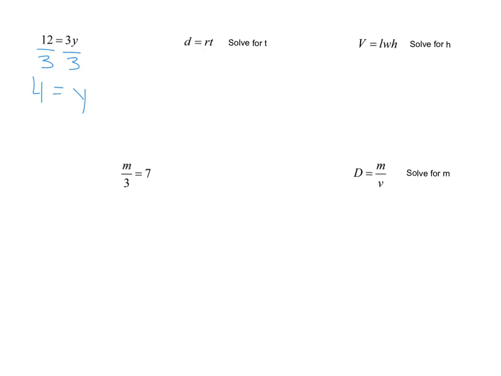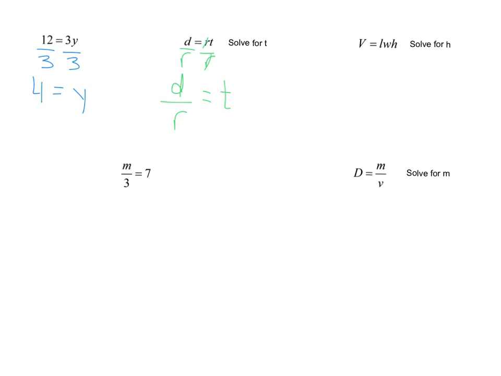And I want to solve for t. Well, here's t. What's keeping it from being isolated? r is. What's the operation between r and t? Multiplication. So to solve, I'm going to divide both sides by r. These r's will cancel, and I end up with t equals d over r, or d divided by r. I just rearranged this formula to where t was isolated instead of d.